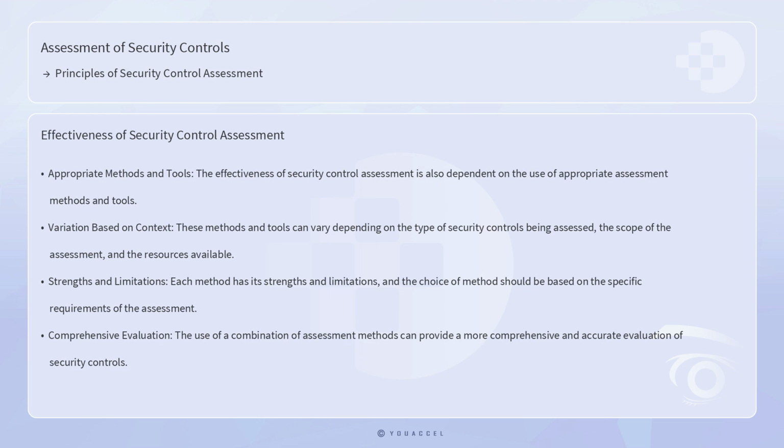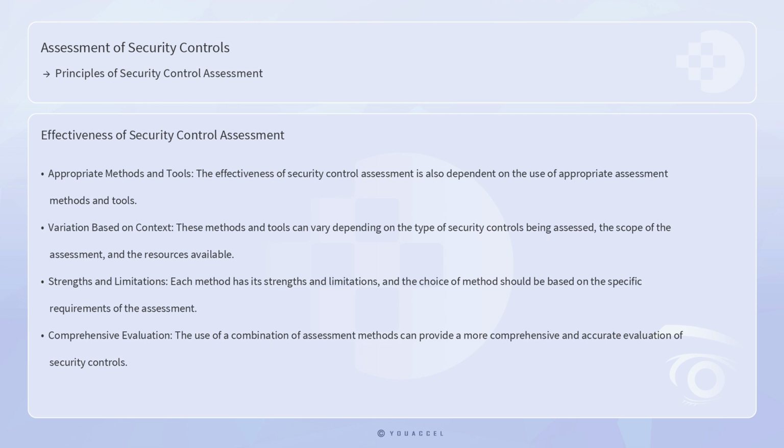The effectiveness of security control assessment is also dependent on the use of appropriate assessment methods and tools. These methods and tools can vary depending on the type of security controls being assessed, the scope of the assessment, and the resources available. Common assessment methods include interviews, document reviews, technical testing, and automated scanning. Each method has its strengths and limitations, and the choice of method should be based on the specific requirements of the assessment.